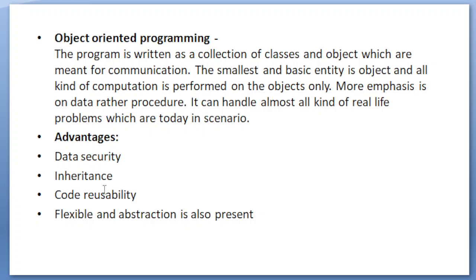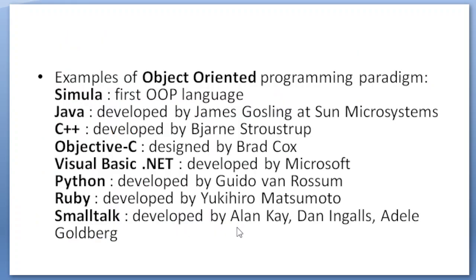Okay, advantages are data security, inheritance, code reusability, flexibility, and abstraction is also present. The examples of object-oriented programming are Simula, Java, C++, Objective-C, Visual Basic, Python, Ruby, Smalltalk.